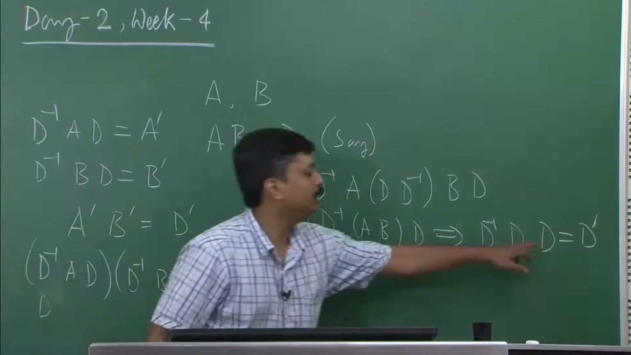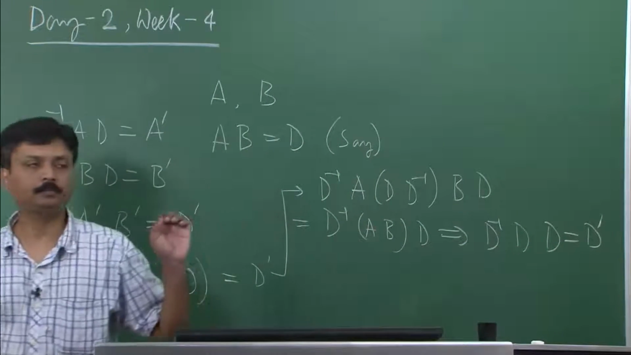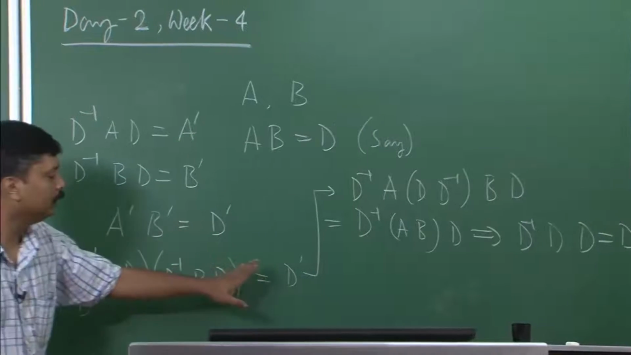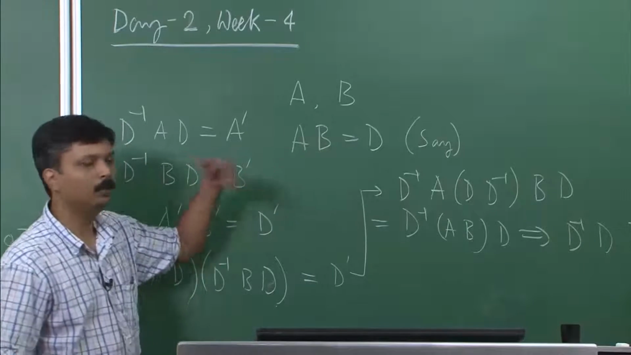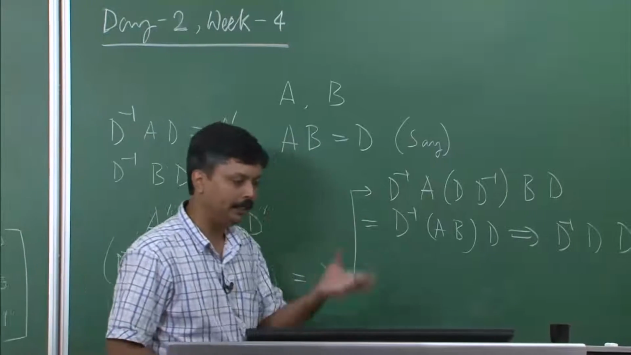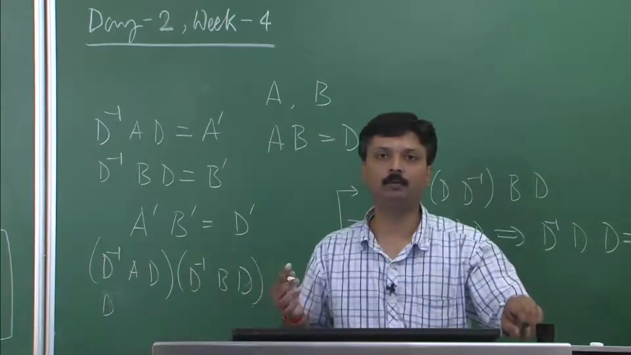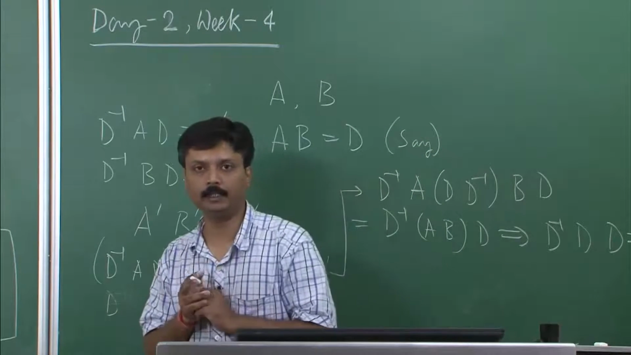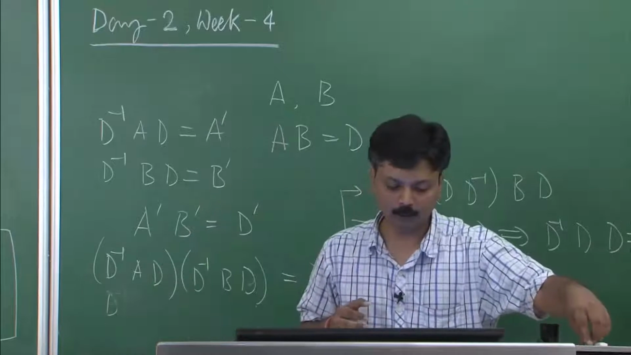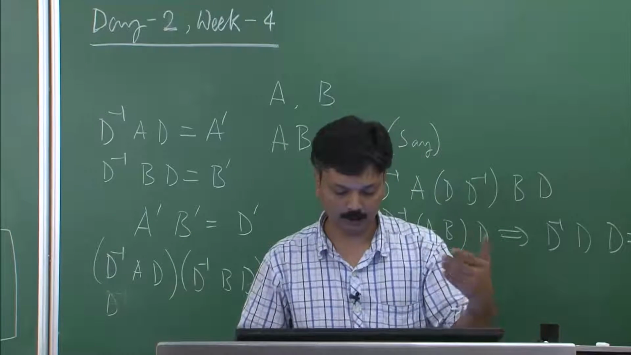So, thereby I can see that this D prime, which is the newly formed matrix after the similarity transformation, can also act as the representation. Okay. So, that is what is written here.